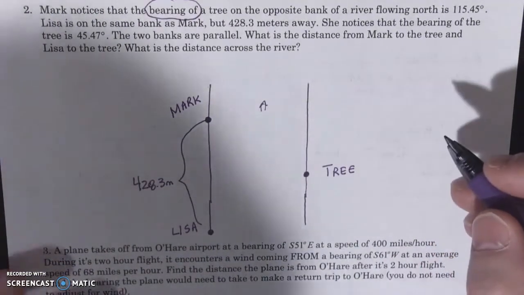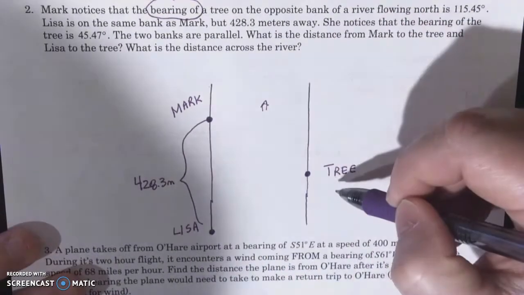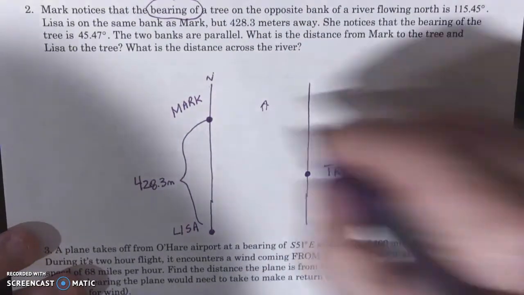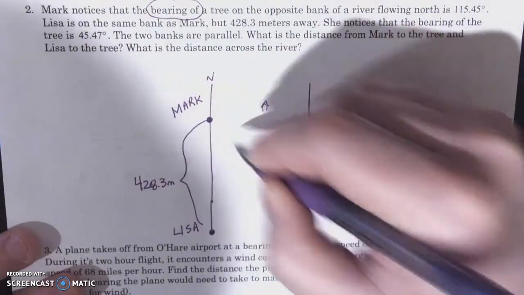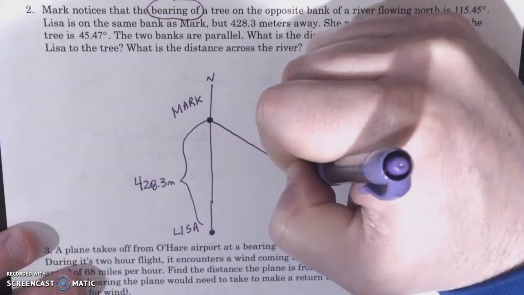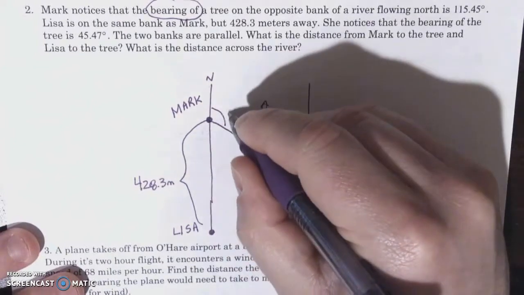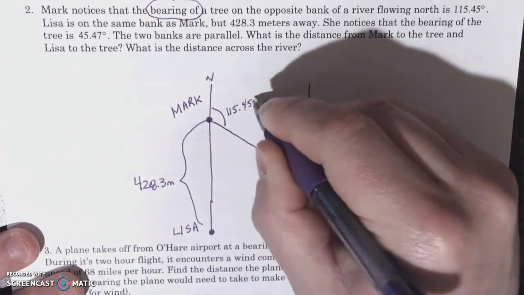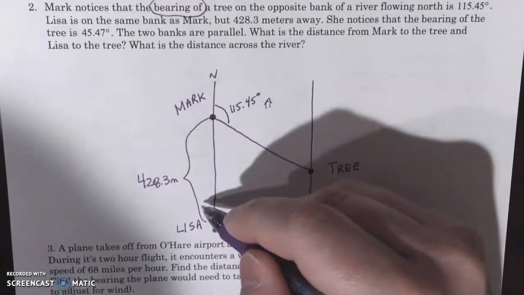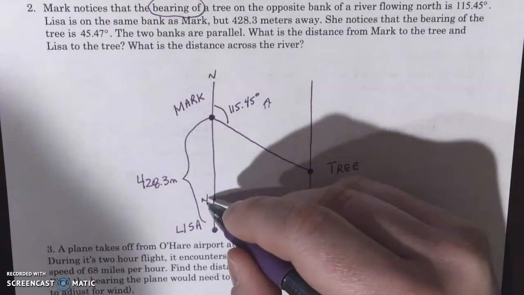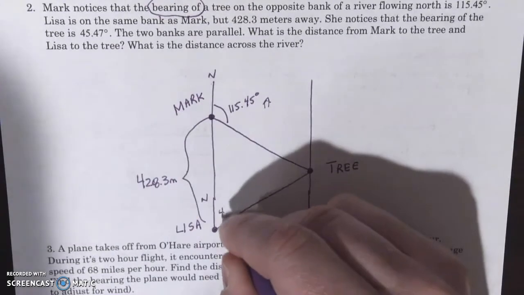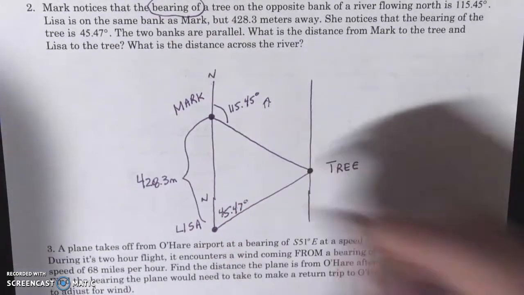Let's put these bearings on. So from Mark to the tree, 115.45. Here's north, that's our 0 degree. We open up past 90 and another 25.45 degrees to the tree. This angle would be 115.45 degrees, the bearing. From Lisa, again, here's north. This is our 0 degree line. We're going to open up 45.47 degrees. 45 degrees.